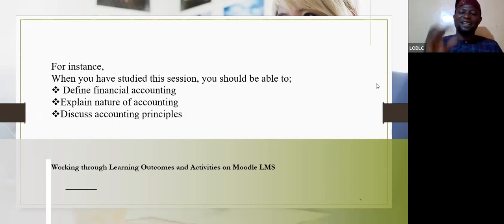Measurable in the sense that they are specific, they are observable, and they can be assessed. You can assess your students from these learning outcomes that we just structured. So that is why we need to understand that our learning outcomes need to be measurable. Then it has to be concise.